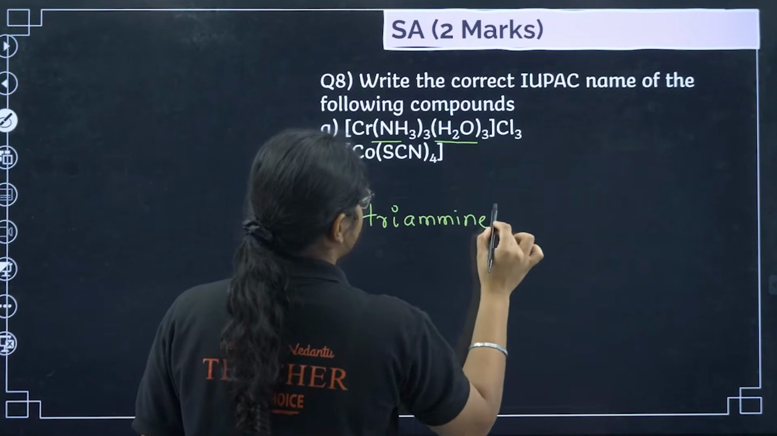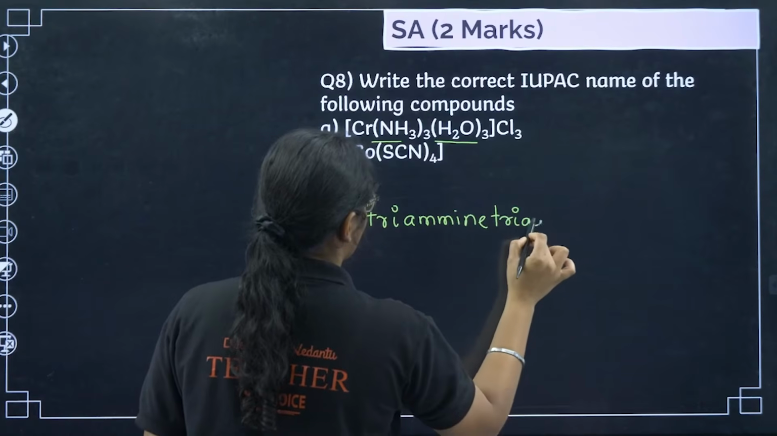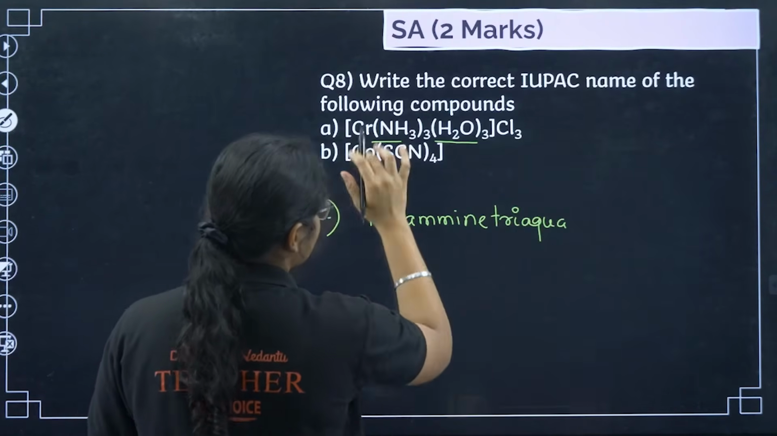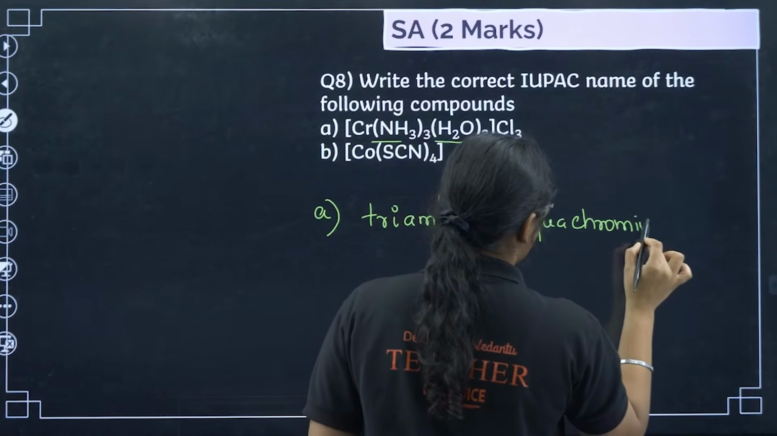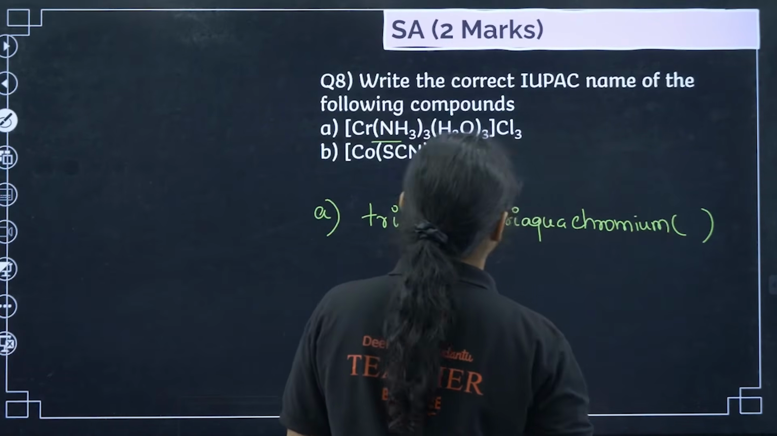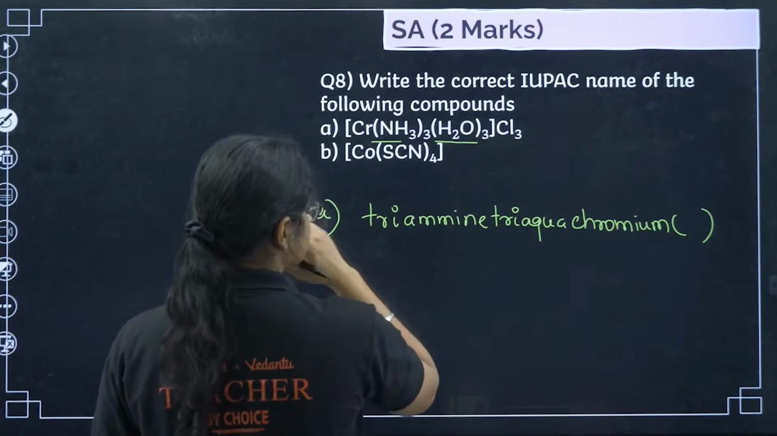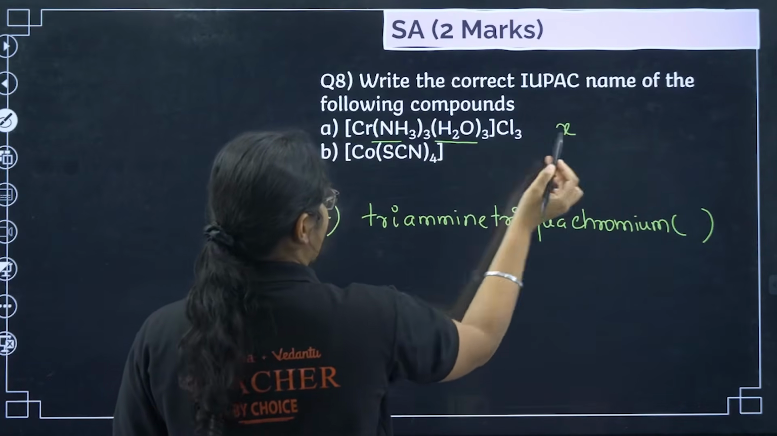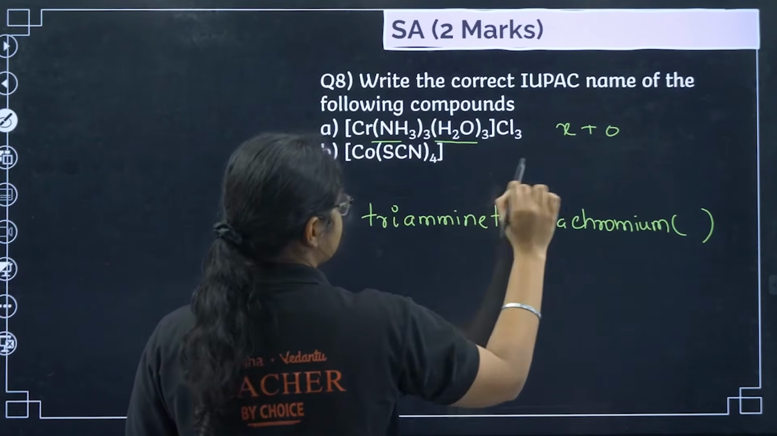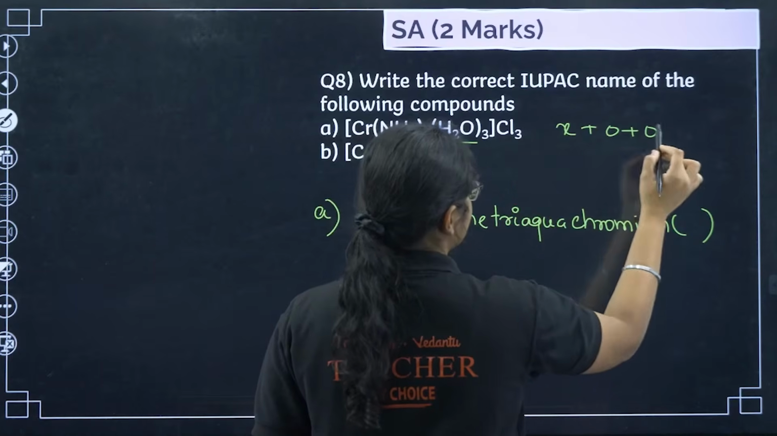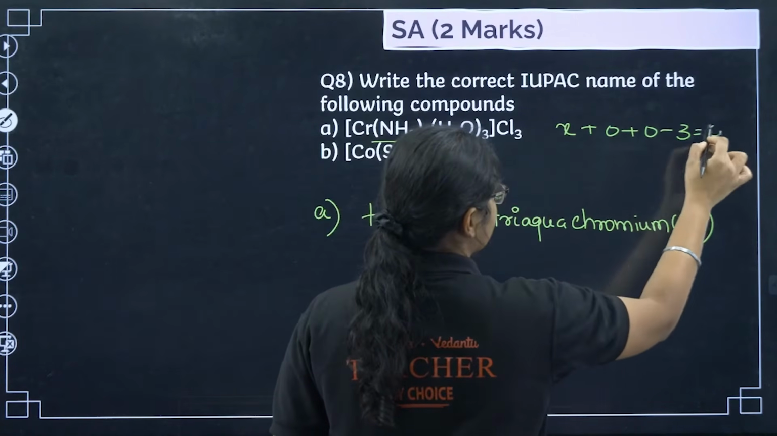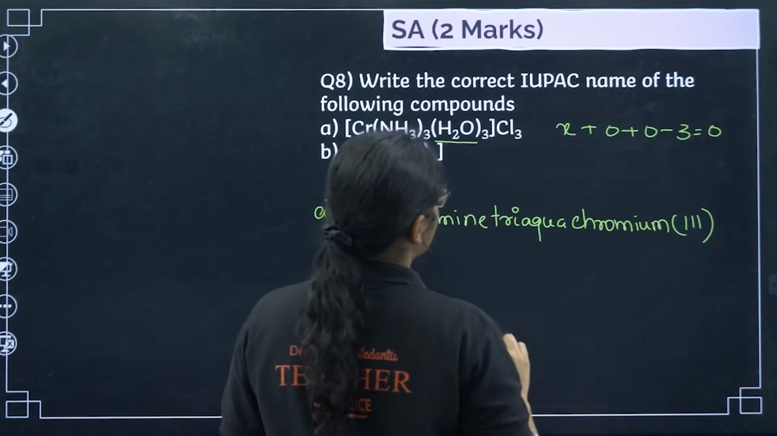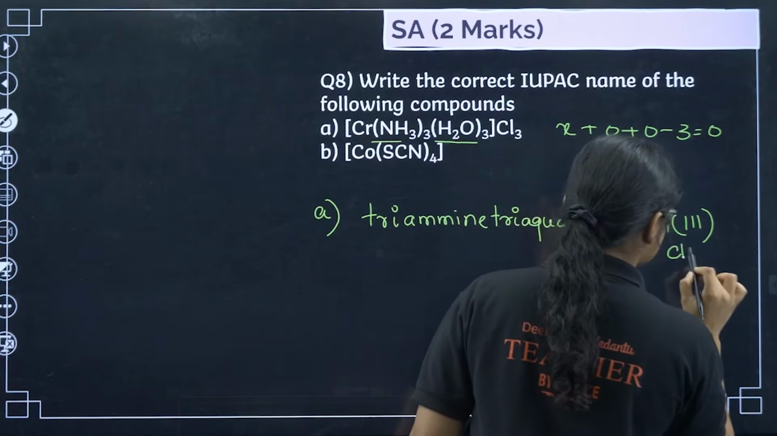Okay, next triaqua. Ligands are over, then the metal is chromium. Here I have to write the oxidation number. So for the oxidation number, let chromium be X, NH3 charge is 0, H2O charge is 0, chlorine is minus 1, so 3 chlorines will be minus 3. So that will give me plus 3, right. Then I have chloride here.